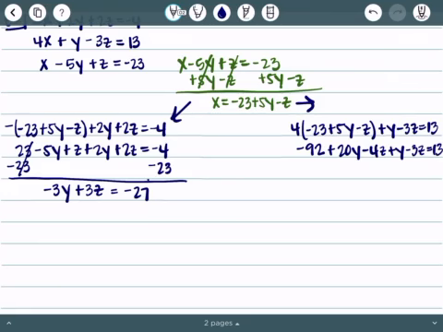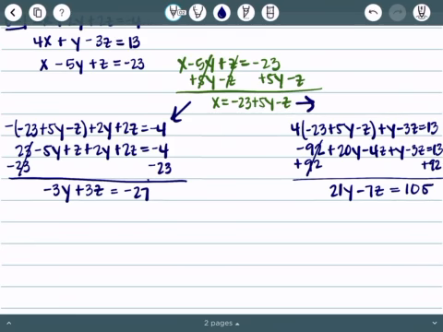So then I'm going to add my 92. So I have 20y plus y, which is 21y, and negative 4z minus 3z, which is negative 7z, equals 105.